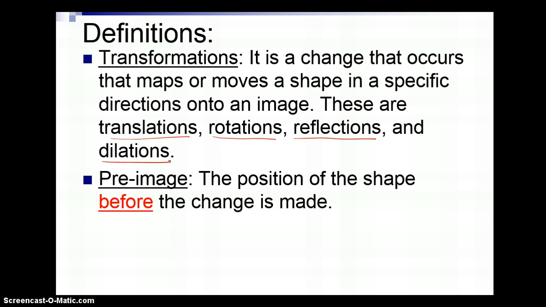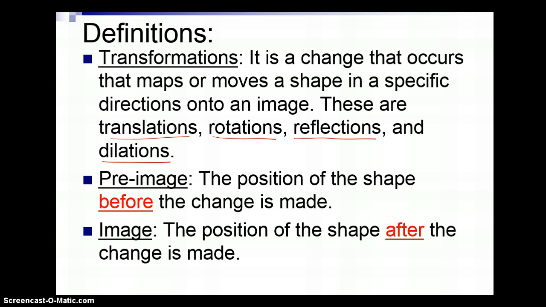Pre-image. The position of the shape before the change is made. That's your original shape before you do any movements with it. Image. The position of the shape after the change is made.